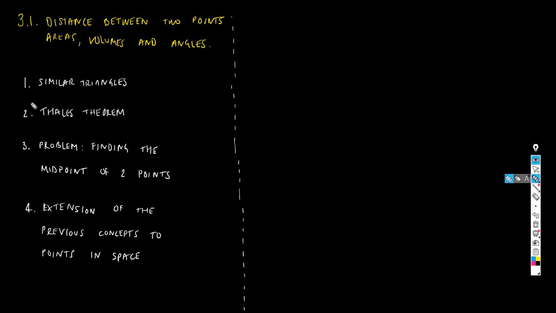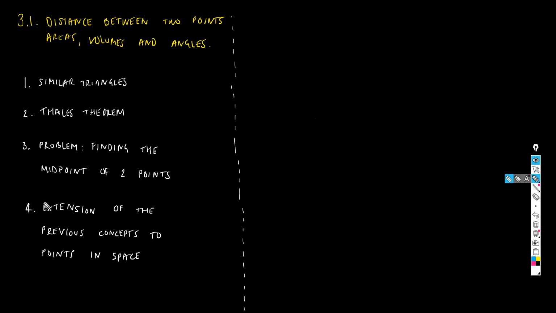We're going to go over these four little things in here. Number 1, what similar triangles are. Number 2, we're going to talk about the Thales theorem that probably you already know. Number 3, we're going to solve this problem, which is finding the midpoint of 2 points. It's a very common problem in mathematics and in geometry, and we're going to solve it today by analysis.